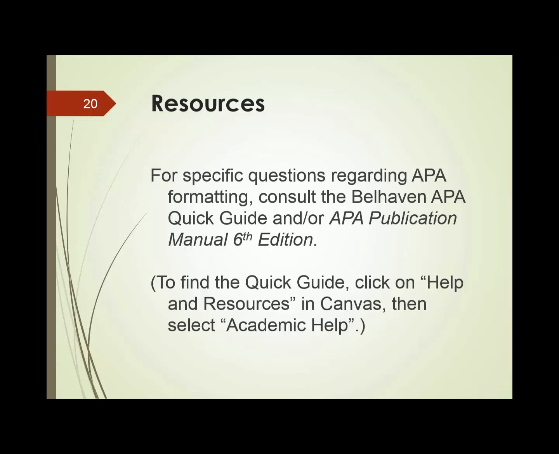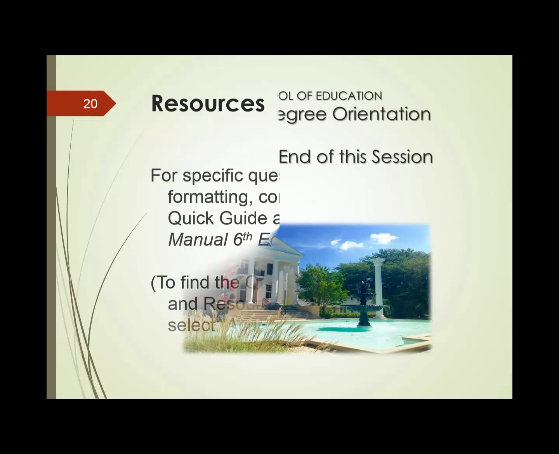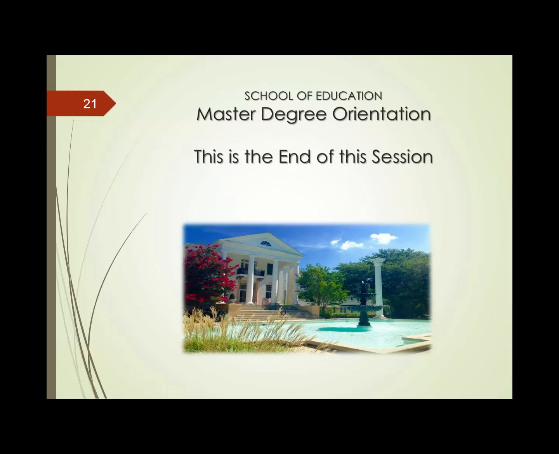Now for specific questions regarding formatting, consult the Belhaven APA Quick Guide, consult the APA Publication Manual 6th edition. Again, to find the Quick Guide, click on Help and Resources in Canvas and then select Academic Help. You will find it in the top left-hand side of the screen. I hope this quick review of APA formatting helps you in your studies at Belhaven.